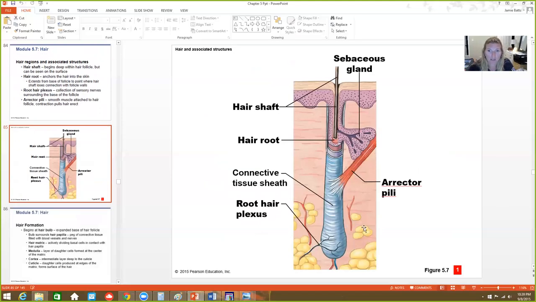So here you see all of these structures: the shaft of the hair, the root, which is just that connective tissue that goes deep into the dermis. This whole structure is surrounded by connective tissue. The erector pili muscle helps, again, pull the hair erect. And hair follicles are always associated with a sebaceous gland to help lubricate and protect the hair.